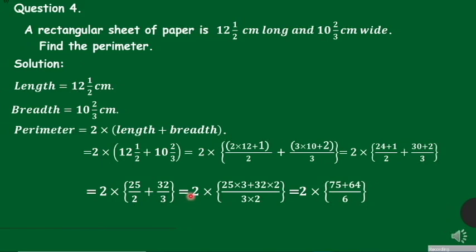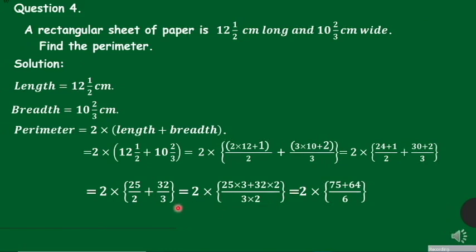Is it clear? Then as we are moving further, see, 2 will remain as it is, multiply will also remain as it is, because according to BODMAS, we are going to solve the values inside the bracket first. So we need to solve 25 upon 2 plus 32 upon 3. How will we solve it? The procedure is so simple. I already explained this so many times. So if you still have any doubt, you watch my previous video. I will share you the link.